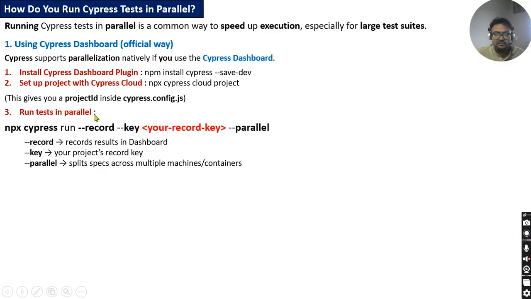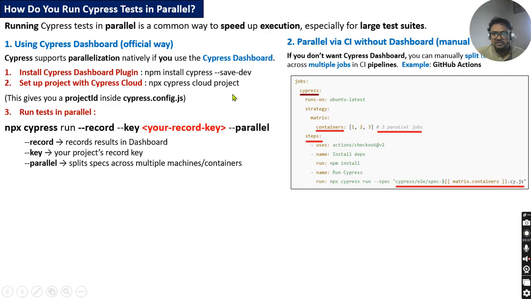Then run the tests in parallel. How can you run the tests in parallel? Use npx cypress run with the record key, and you put your record key over here. What is the key? Your project record key, which is available in the cypress.config.js file, and this will record the result in the dashboard. The parallel flag will split the specs across multiple machines and containers based on the configuration you have provided. So these three simple steps will help you run your Cypress tests in parallel in the cloud, using the dashboard plugin.